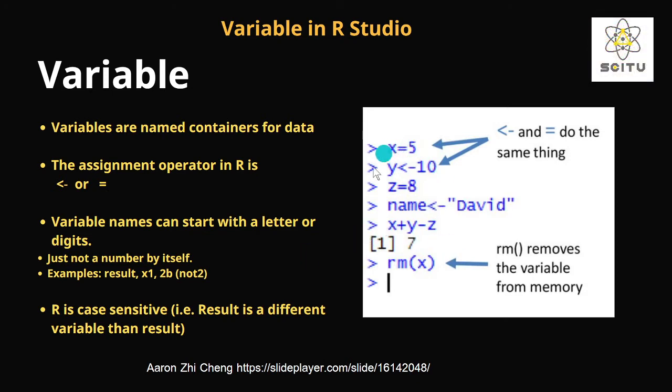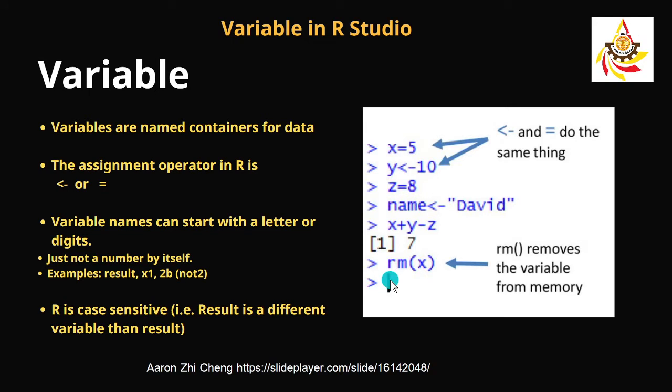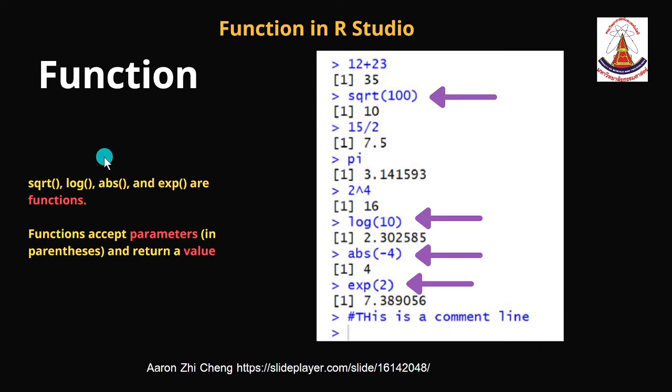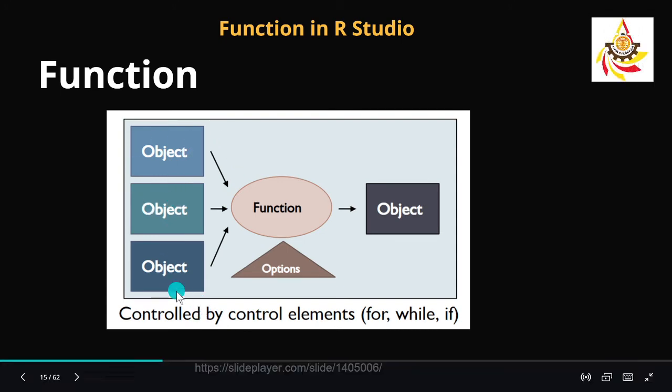And after you don't need that variable anymore, maybe you can use the command rm, which means remove the variable from your memory. There are also a lot more functions like square root, logarithm, absolute, and exponential. Maybe you can also find functions in the help of the script window. In a function, maybe they need some object to operate on.